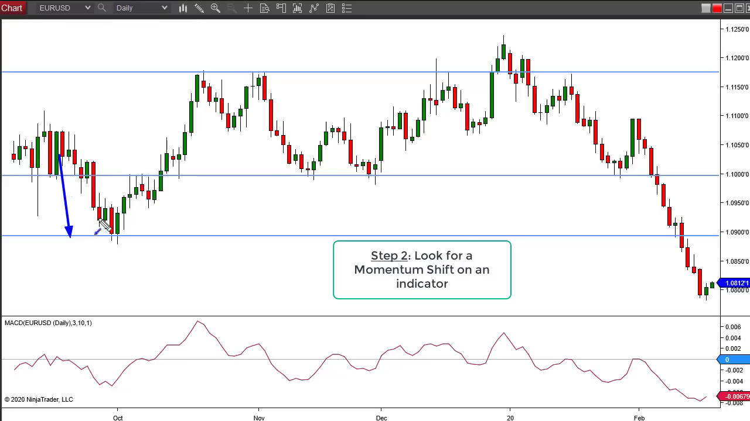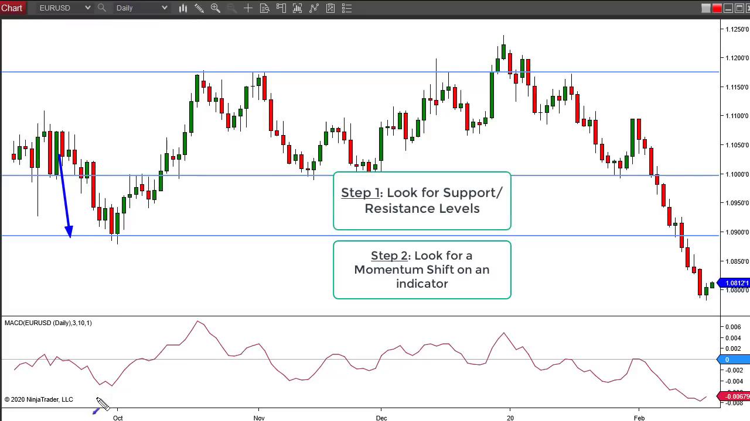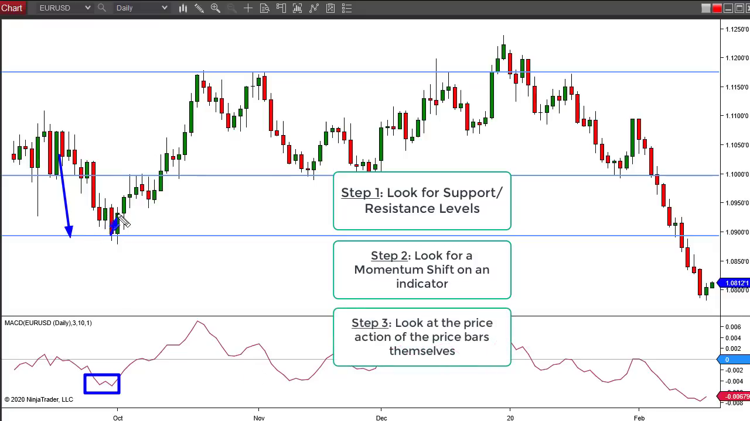Then, number two, as it comes into that level, watch your momentum. Is the market speeding up to the downside, or is momentum coming out of the market? If it's coming out of the market, it's probably not going to continue to slice through with just one straight bar. It'll either hesitate or bounce. And then for confirmation, step three, you look at the price action, and that's the third step.